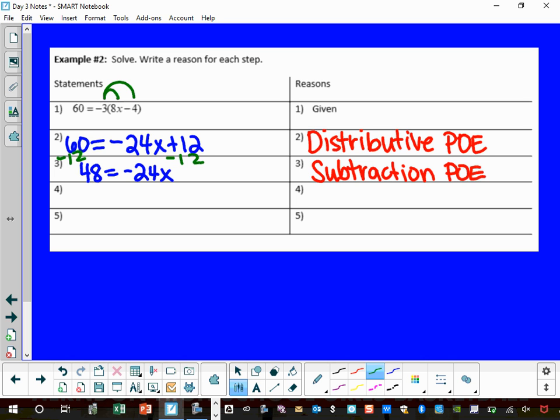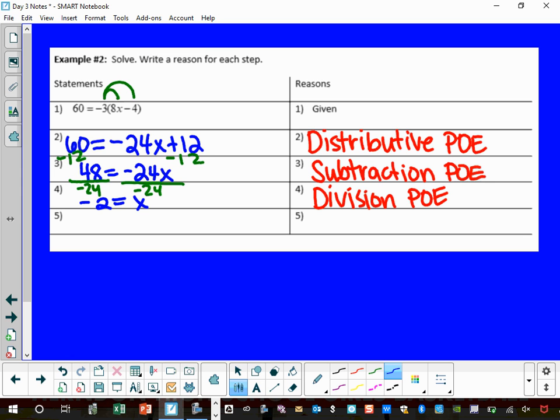All right, Miguel, what do I do from here? Yep, divide by what? We're going to divide by negative 24. And I am left with negative 2. Why are you forgetting your negative step? All right, so my step here was division, right? I'm going to write that in there. Division property of equality.